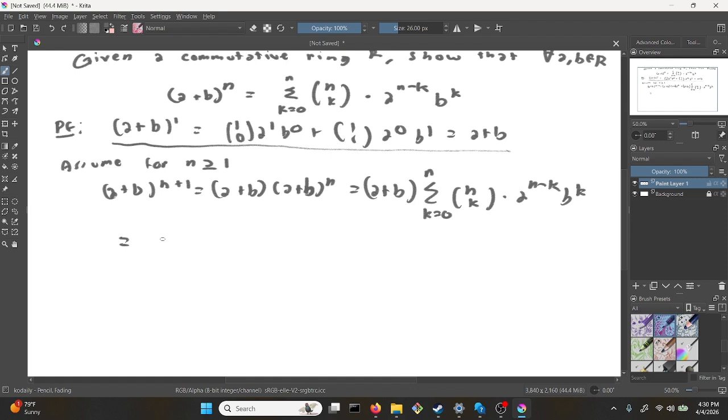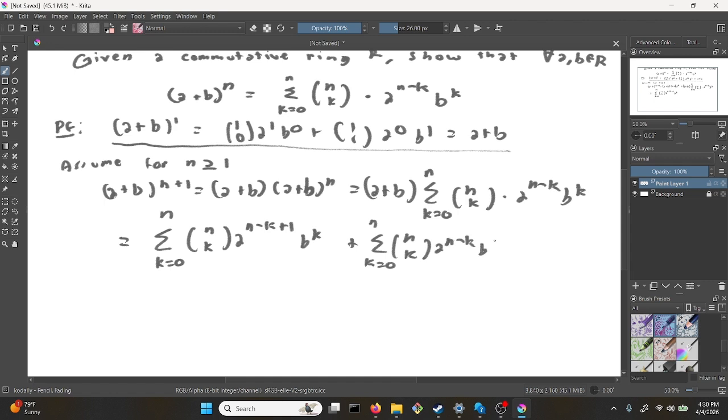The reason I'm explaining this instead of writing it down is because I don't want to write down all of that. So from there, we get something like this: a to the n minus k plus 1, b to the k, plus the same thing, but with the b. Right? And then from here, I'm pretty sure it's just like index rearrangement.